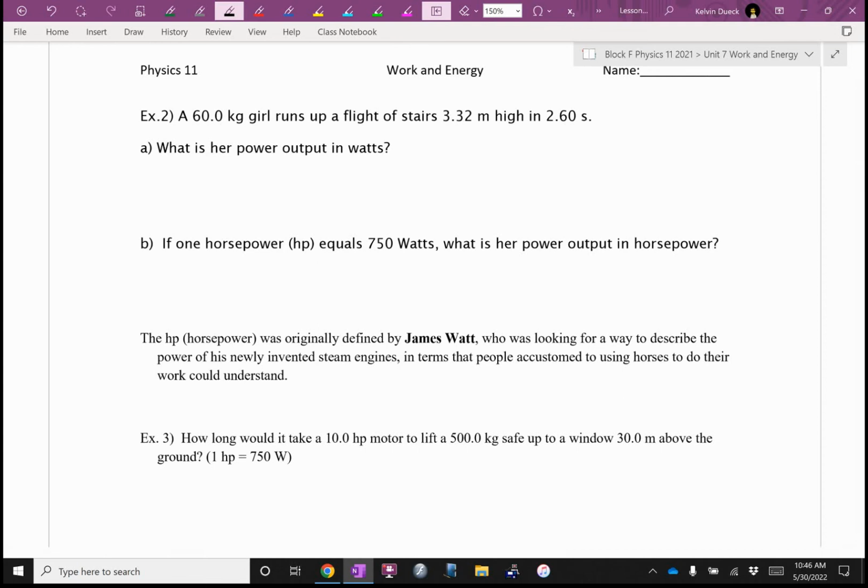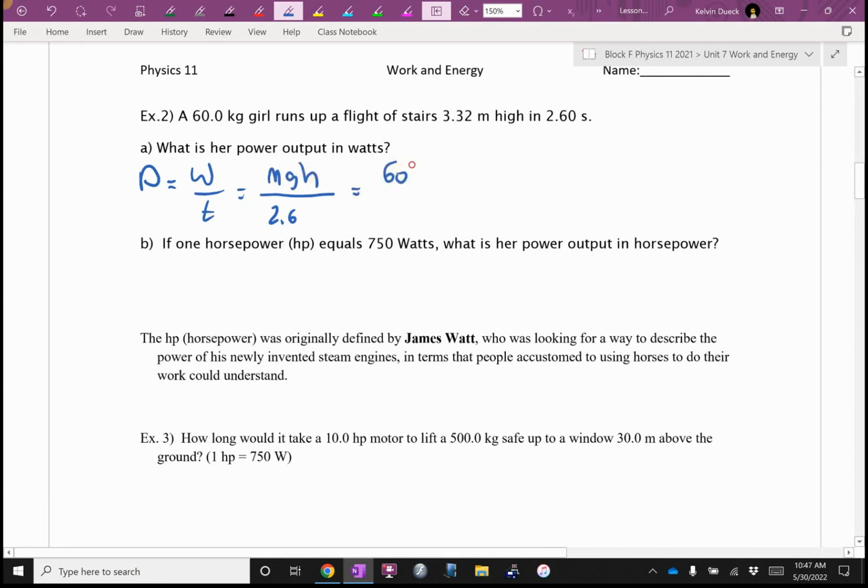Ella, what does example 2 want me to find? Well, power is work over time. Ella, how much time? Good. What about the work? Ella, when you climb a flight of stairs, what force are you doing work against? So you know what? This is the same as lifting your body up the stairs. How do I calculate the work done by lifting? Oh, okay. So it's going to be 60 times 9.8 times 3.32 all over 2.6.